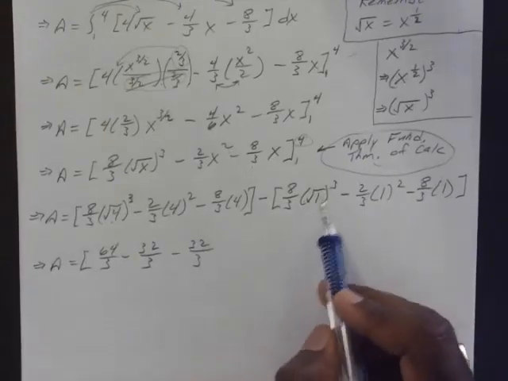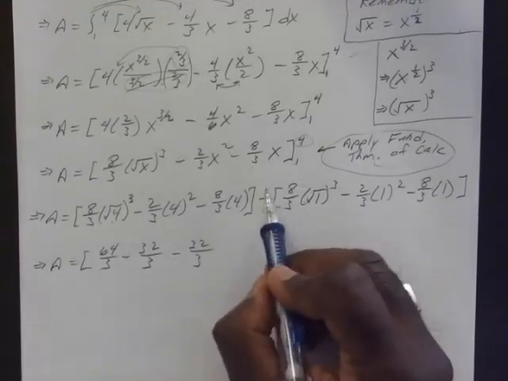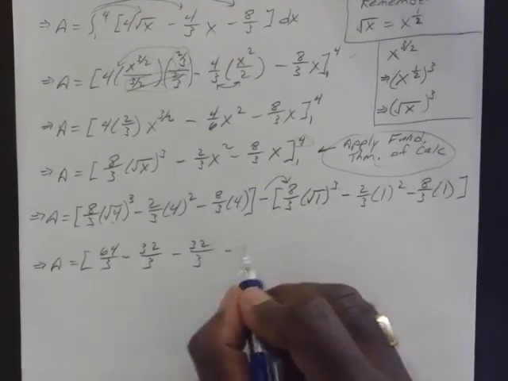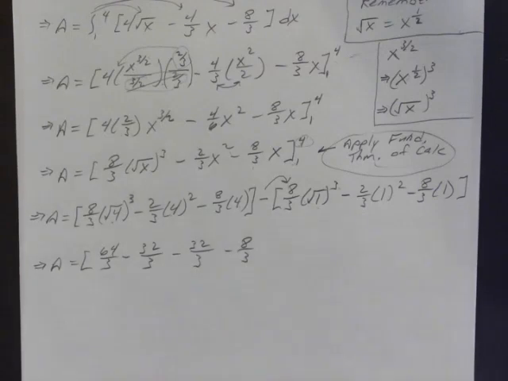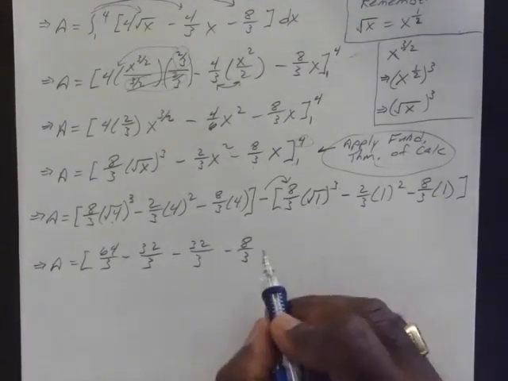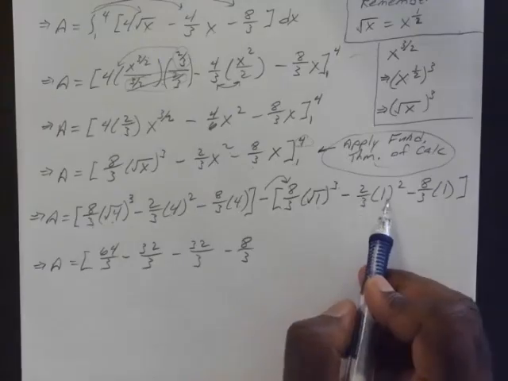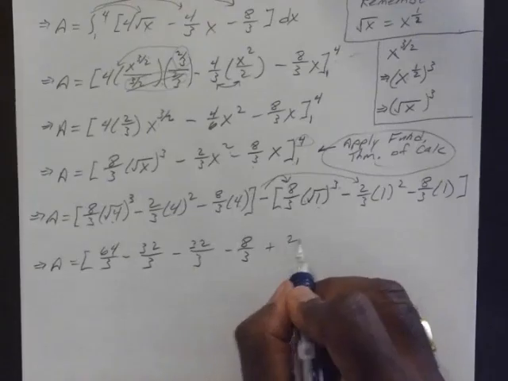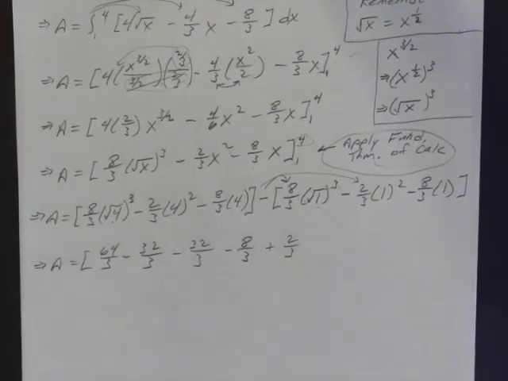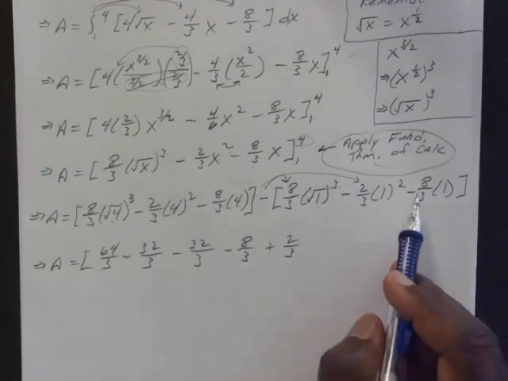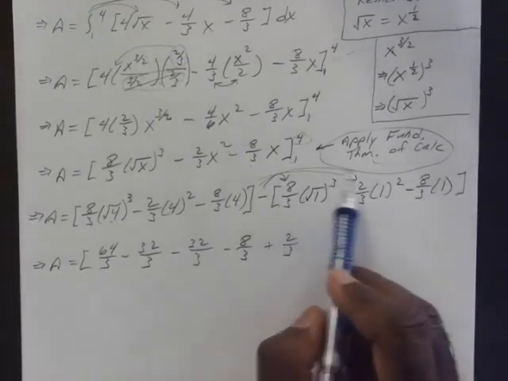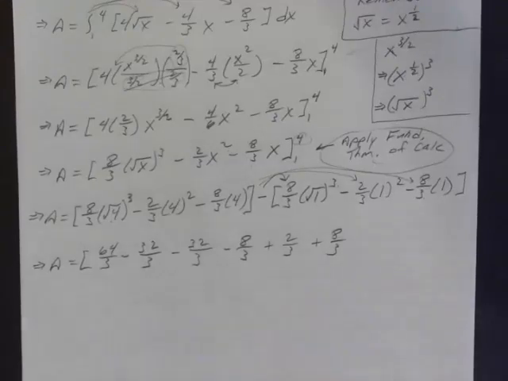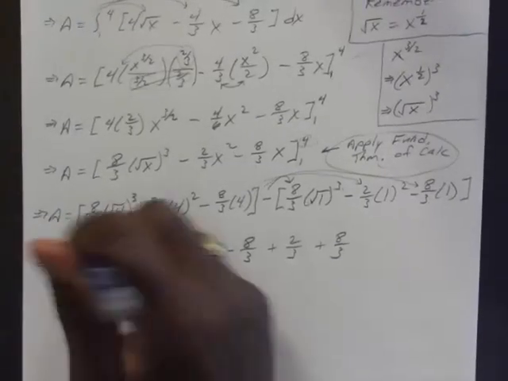Square root of 1 is just 1. 1 to the third power is 1. So if we distribute that, that becomes negative 8 over 3. We have minus 2/3, but as soon as we distribute, that becomes plus 2/3. We have negative 8 over 3, but as soon as we distribute, it becomes positive 8 over 3. And I really didn't need this bracket. Don't know why I put it there.